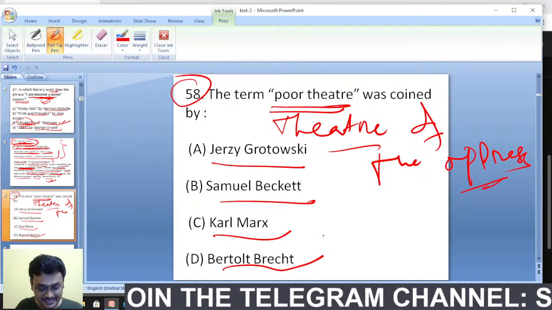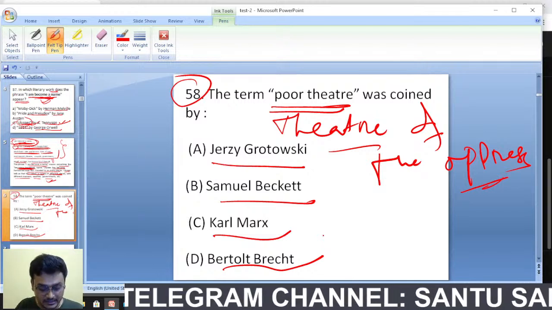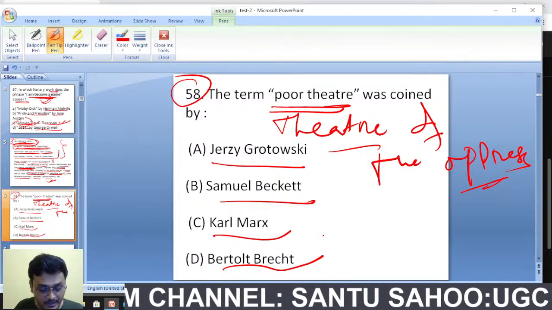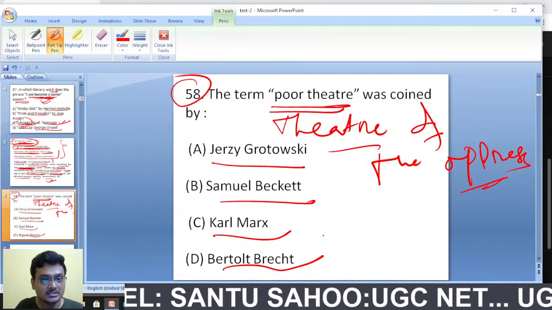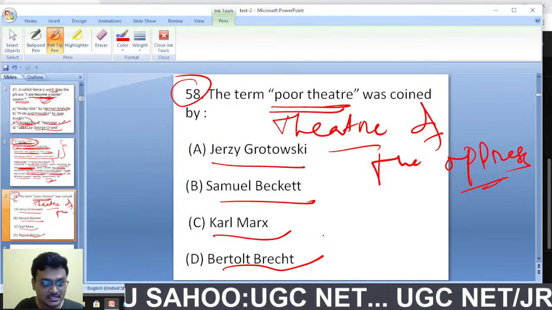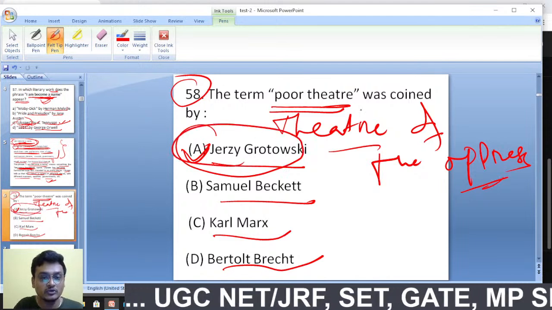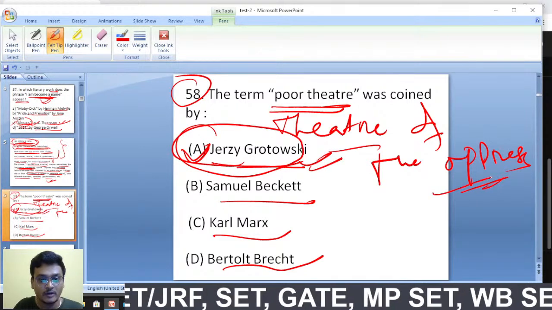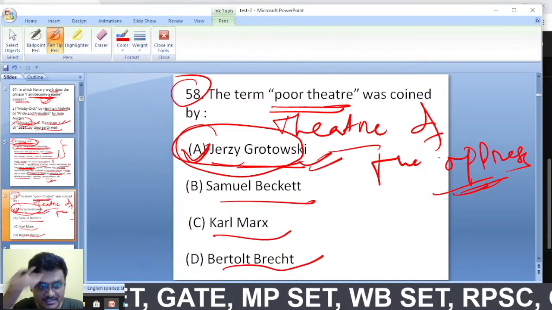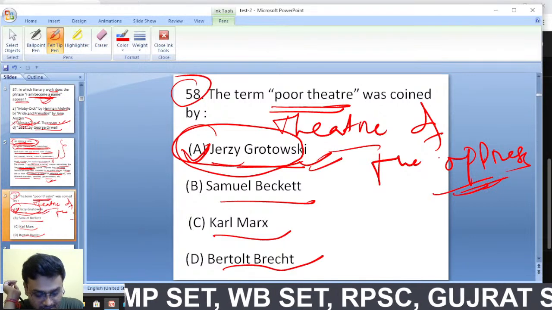So the term Poor Theatre was coined by Jerzy Grotowski. Yesterday I discussed this question. Excellent, Shraddha. Excellent, Saurabh. Jerzy Grotowski is the right answer. The term Poor Theatre was coined by Jerzy Grotowski. So A is the right answer.